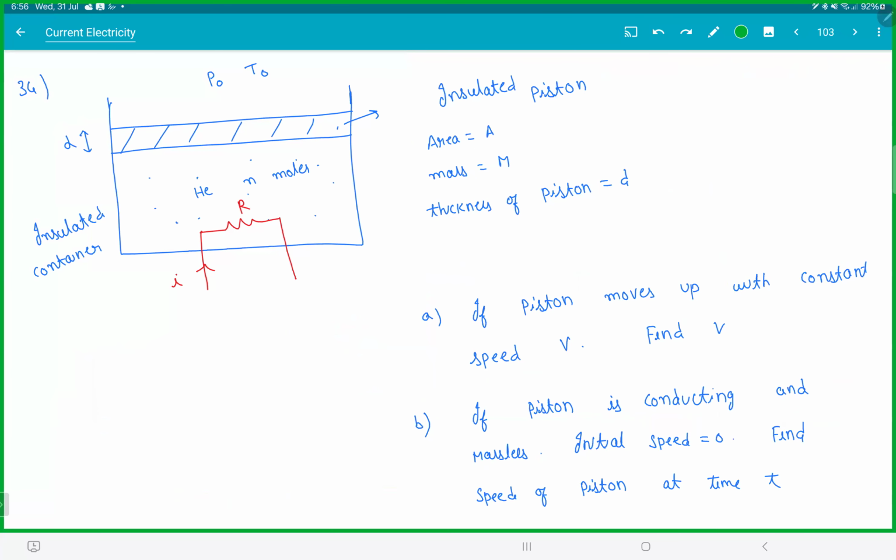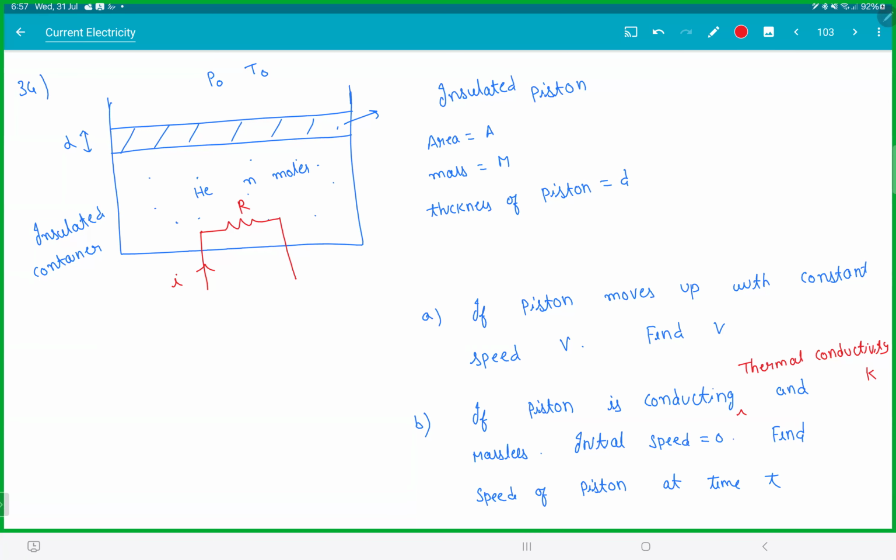Now the piston is conducting with thermal conductivity K and massless. I made the mass 0 this time for the piston. Just write the equation. This is also solvable, but get the equation. And if the initial speed is 0, find the speed as a function of time t. I need to keep it massless, or else again we will get stuck.